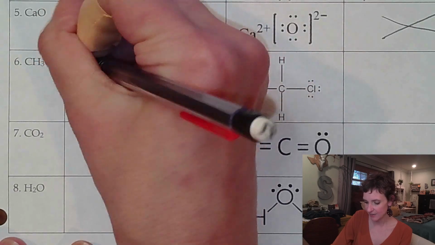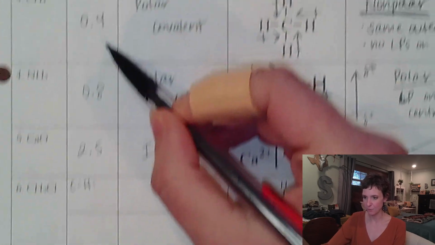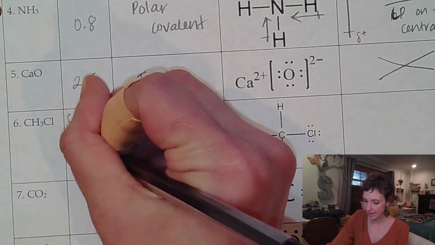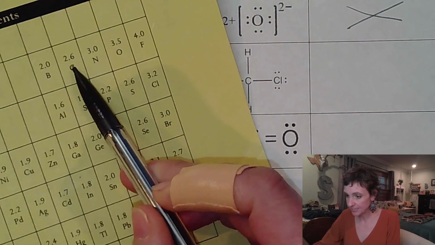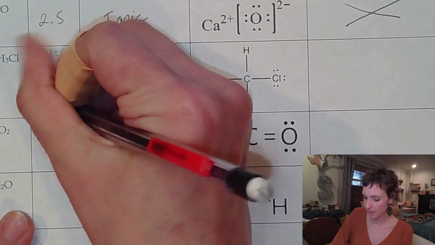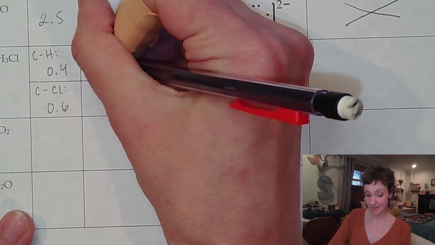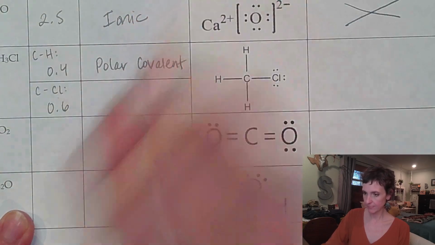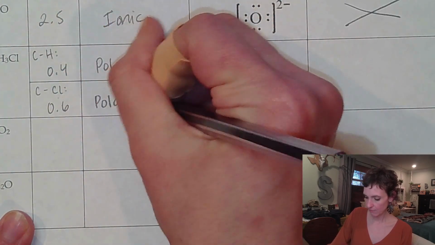So if I had the carbon to hydrogen bond, we've done that bond before up here when we did CH4. It was a 0.4. But now the difference between carbon and chlorine in the carbon to chlorine bond. Carbon is 2.6, chlorine is 3.2. So that gives us a difference in that bond, 0.6. Both the 0.4 puts us in the polar covalent, and the 0.6 is the polar covalent.